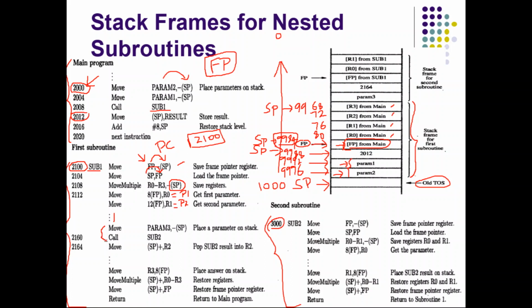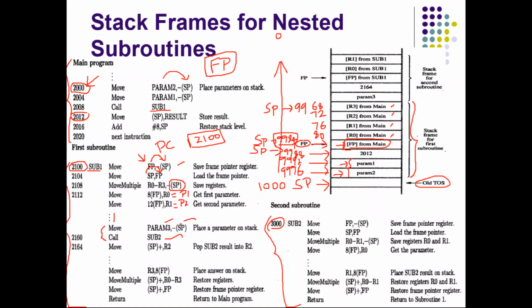Whenever you are about to call a subroutine, you have to pass the parameter. Here also, in the main program, before calling subroutine 1, it passed 2 parameters. Similarly, subroutine 1 wants to call subroutine 2, but before that it wants to pass one parameter to subroutine 2. So it says move parameter 3 comma minus SP.